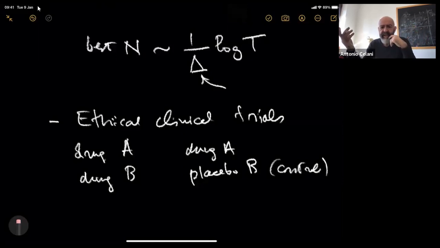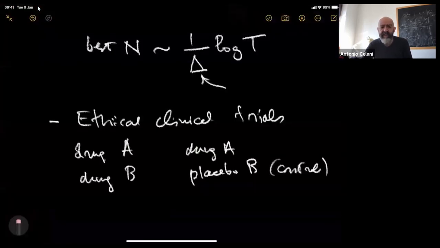So multi-arm bandit algorithms could be used, even though they haven't been yet, to improve clinical trials. This is a proposal which has been put forth several times over several years, but it faces some resistance from the medical community for reasons which are not entirely scientific.